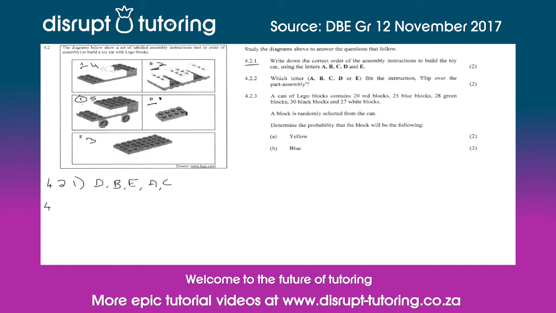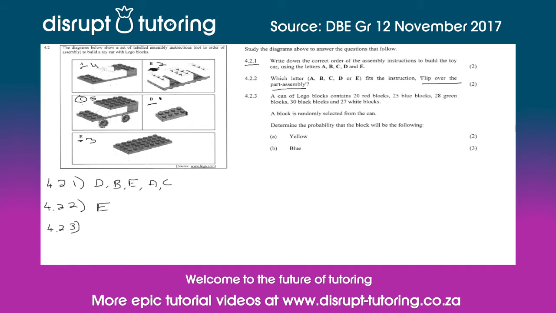Then 4.2.2 is saying which letter, A, B, C, D, or E, fits the instruction flip over the part assembly. So you can see that at B we have the part assembly upside down compared to part E. So it must be that block E is the part where they're telling you to flip over the part assembly.